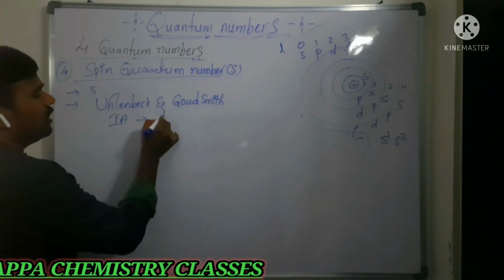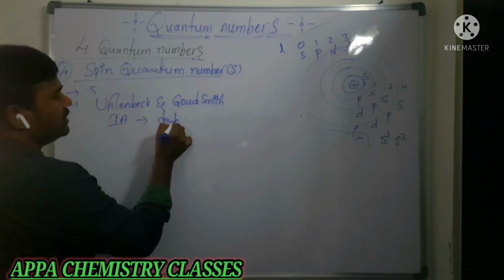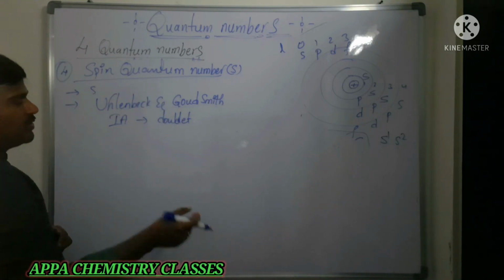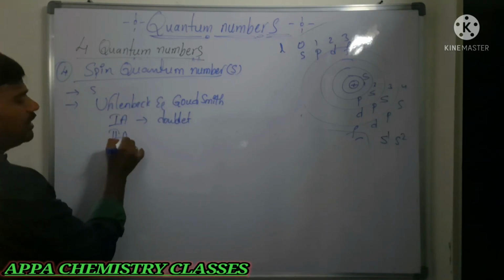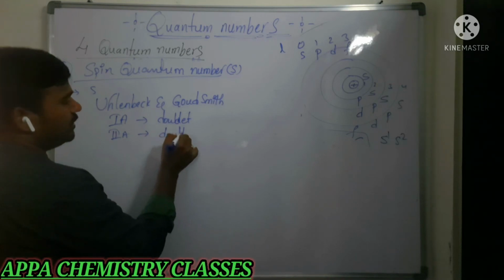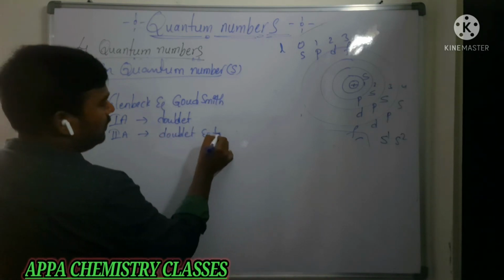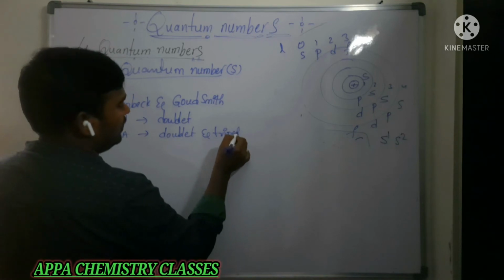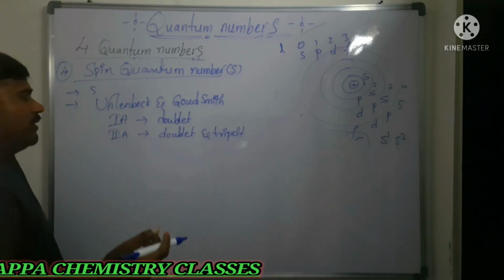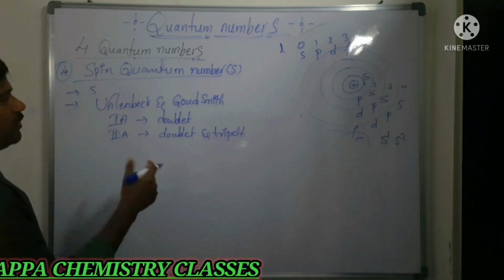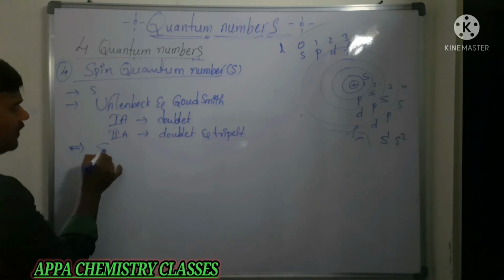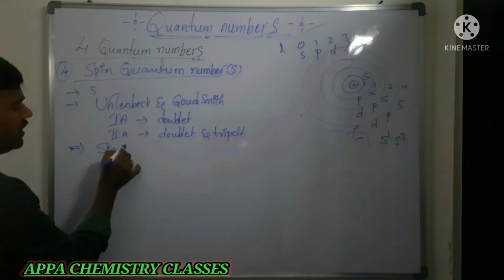If you take the first A group, you observe doublet spectral lines, double lines. But if you take the alkaline earth metals, you find doublet and triplet spectral lines. To explain the doublet and triplet spectral lines in the second A group and first A group, Uhlenbeck and Goudsmit proposed this spin quantum number. What is its significance?